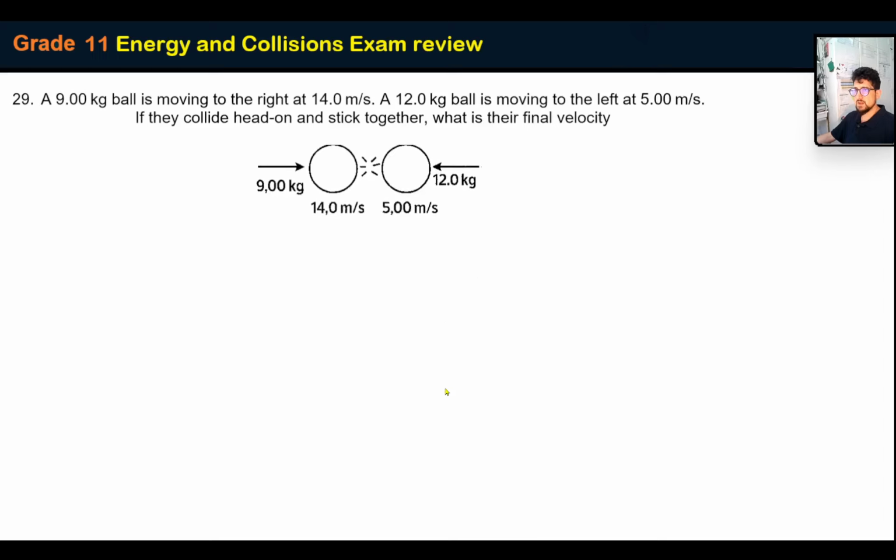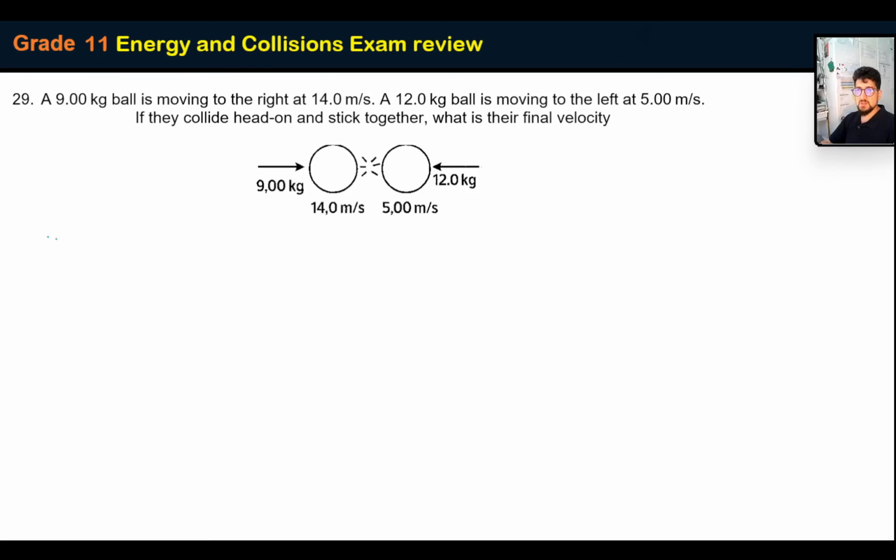Okay, let's go to the next one. A 9 kilogram ball is moving to the right at 14 meters per second, while a 12 kilogram ball is moving to the left at 5 meters per second. If they collide head on and stick together, what is their final velocity? So this is very close to the previous problem.